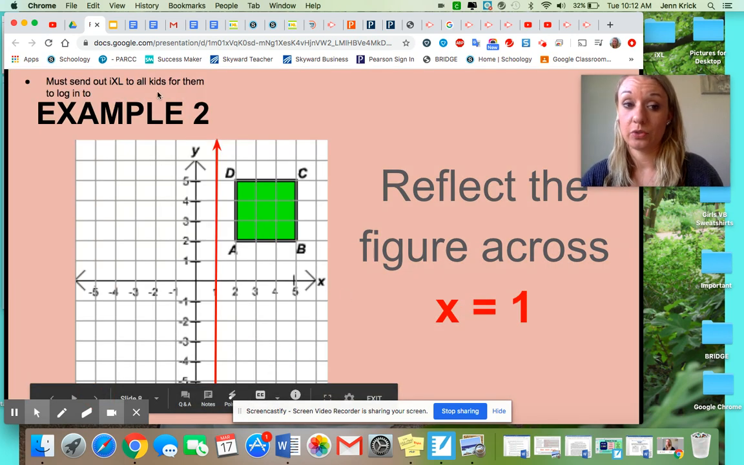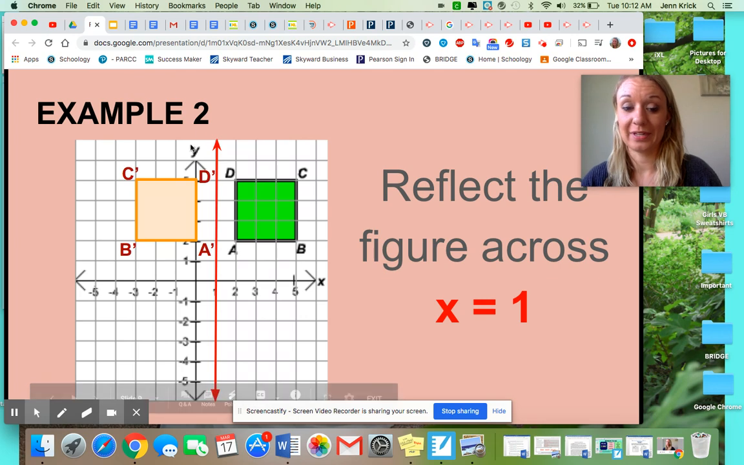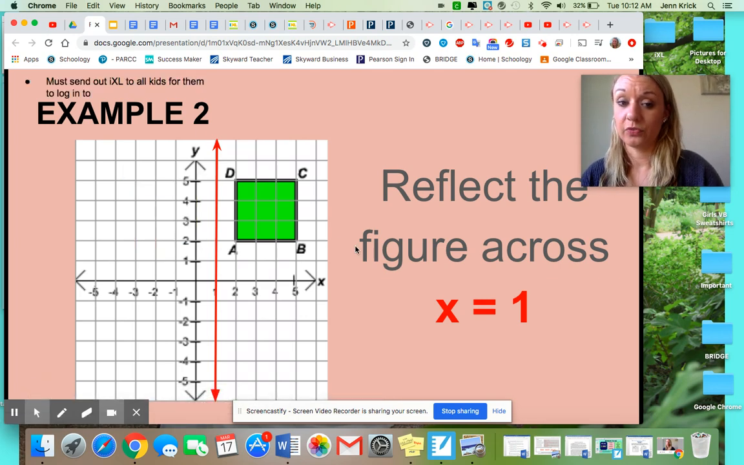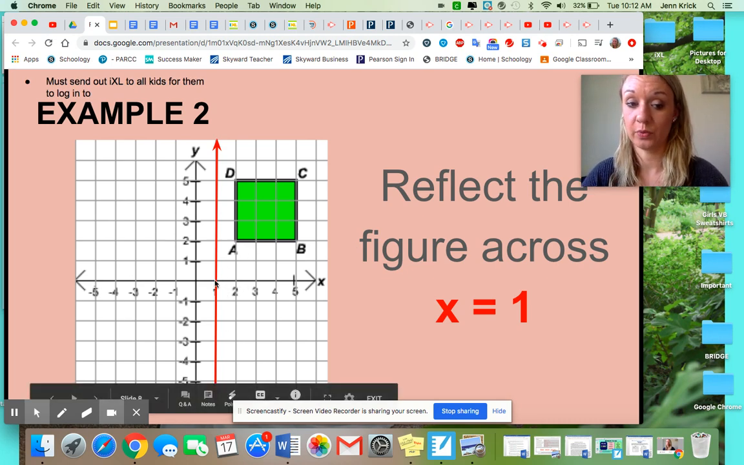If I asked you to flip your green figure over the line x equals 1, that's a line that you have to draw in. So on your coordinate plane, you say, all right, I know x equals 1 is right here. That's where it is. Look at my cursor.